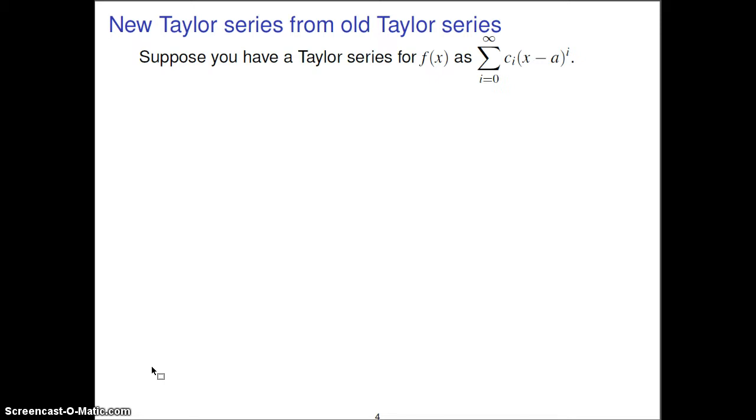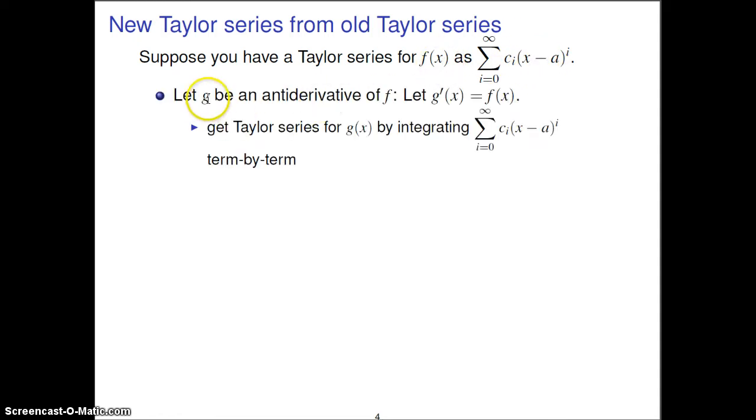You can, just as an overview, get new Taylor series from old Taylor series. So we're just going to go through some of the ideas here. This will be a little abstract, but then you'll see how this works in the examples. So let's say you have a Taylor series which represents f. Then if you're looking at an antiderivative, so if g is an antiderivative, that means g prime is equal to f. Then you can get a Taylor series for g. If you have one for f, all you have to do is integrate, and you can integrate one term at a time.